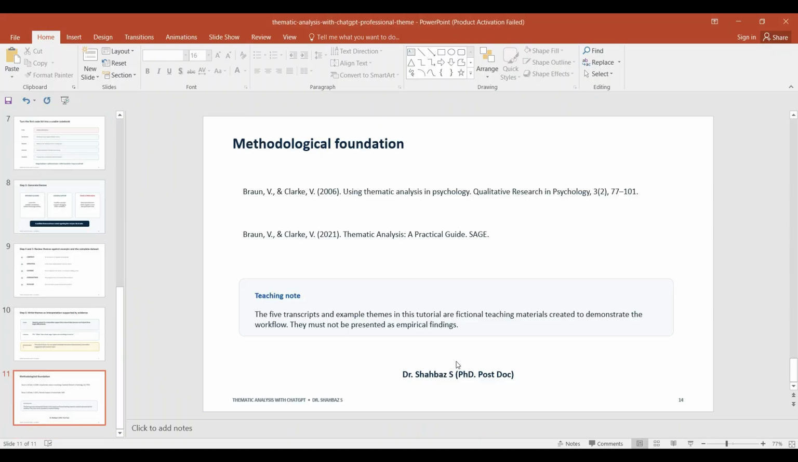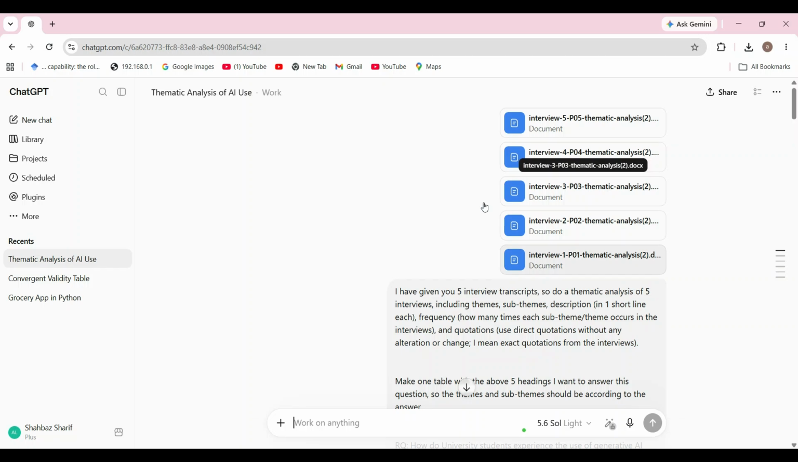Now we move to ChatGPT, where we perform the thematic analysis of the interviews. As you can see, I have given 5 interviews to ChatGPT and wrote this prompt: I have given you 5 interview transcripts. Do a thematic analysis of the 5 interviews, including themes, sub-themes, and a description, and I also suggested making one short line for each description, not too long.